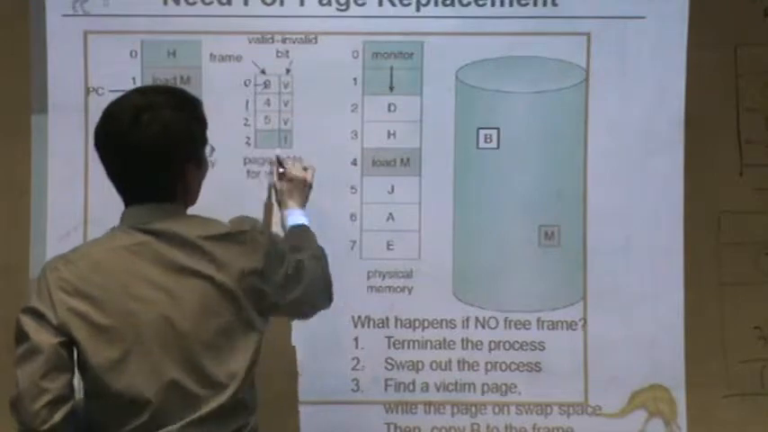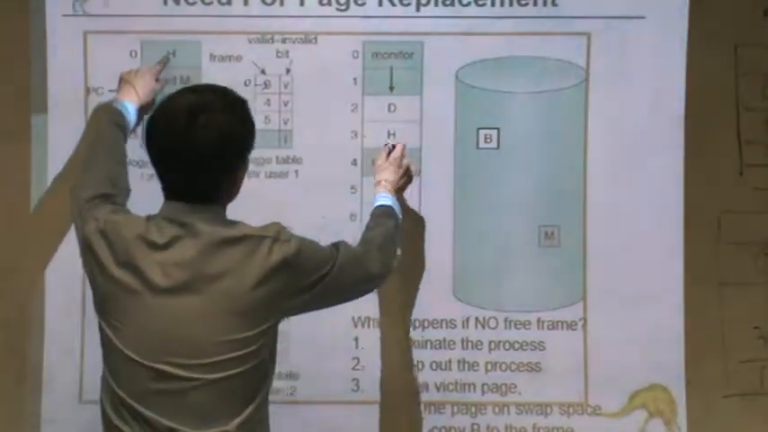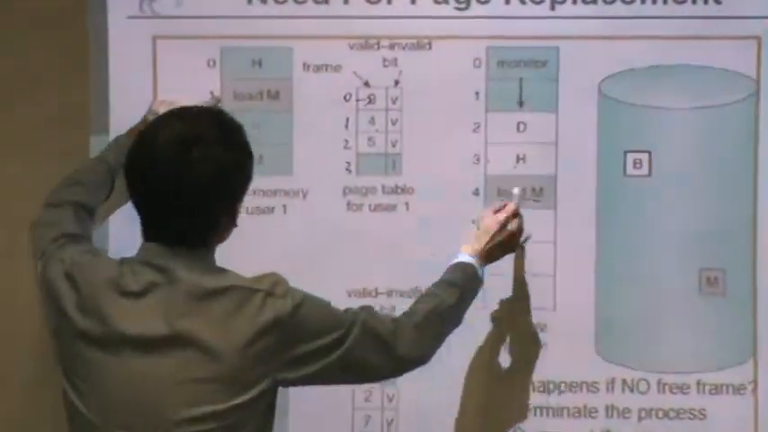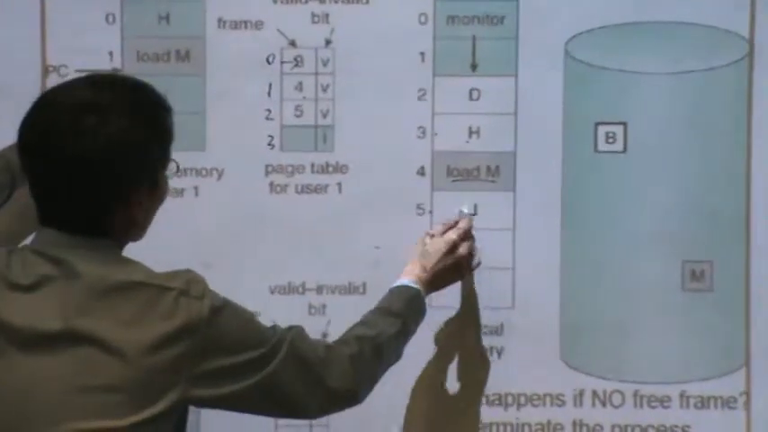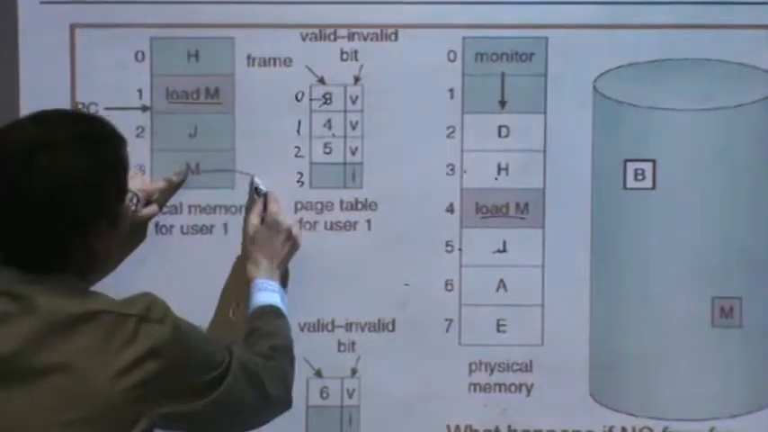So 3 is the here. So this is the H. Okay, 1 is the 4. 4 is the load M. 2 is the 5. 5 is the 3. Then once you execute this one, load M, to load M.